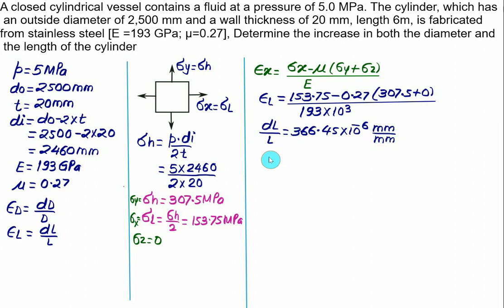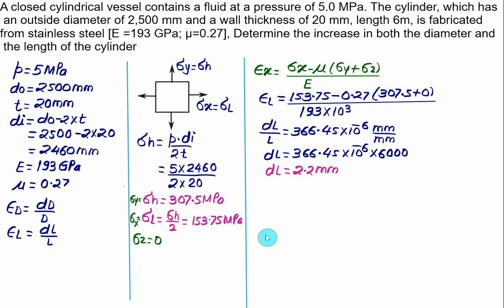Hence we have change in length equal to 366.45 multiplied by 10 to the power minus 6, and we have given the length here equal to 6 meter. So you have to take that length in mm. So change in length we will get approximately 2.2, that will be mm.